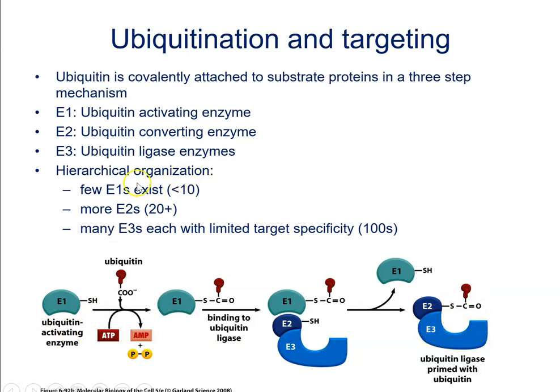So there are very few E1 type enzymes. There are a modest number of E2 enzymes, but there are many hundreds of individual E3 enzymes, all with quite limited substrate specificity.